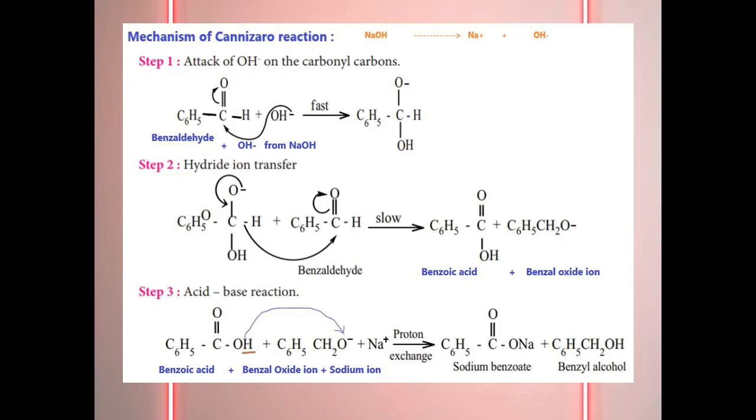The third step, acid base reaction. That is, the products we get in the second step are benzoic acid and benzyl oxide ion, with the sodium ion. What is going on is, in benzoic acid one of the hydrogens, the brown color one, is added to the benzyl oxide ion, so that it is now changed to benzyl alcohol. When the hydrogen is transferred, the benzoic acid oxygen becomes negative. The negative is attracted by Na plus, so that we get sodium benzoate.